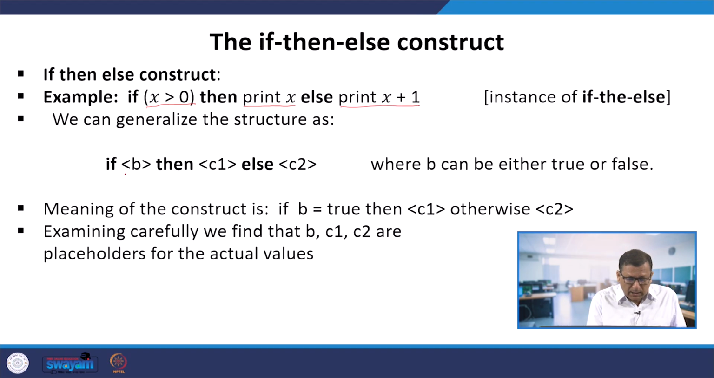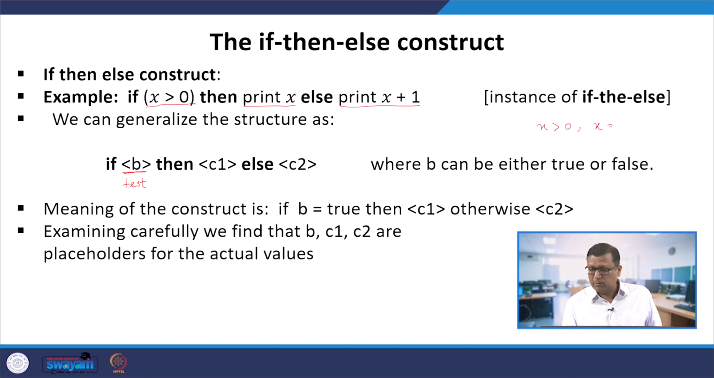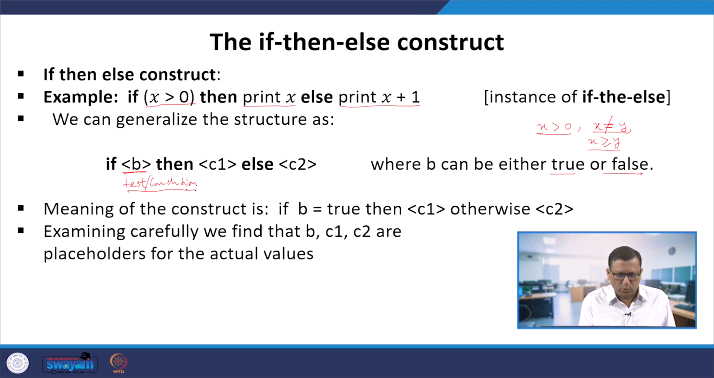This b part that we have here is called a test. That means we are testing some condition, maybe it can be x greater than 0, it can be x equal to y, where we are checking whether 2 variables are equal, or whether one variable is greater than another, and so on. It can be greater than or equal to, or x not equal to y, or any condition. So the idea here is these test conditions will always evaluate to true or false depending on the truth of this test. So it is a condition, and this condition will always evaluate to true or false.